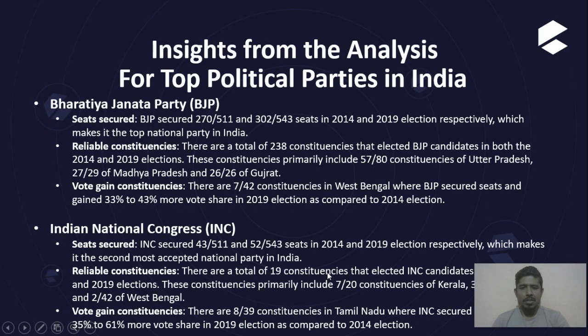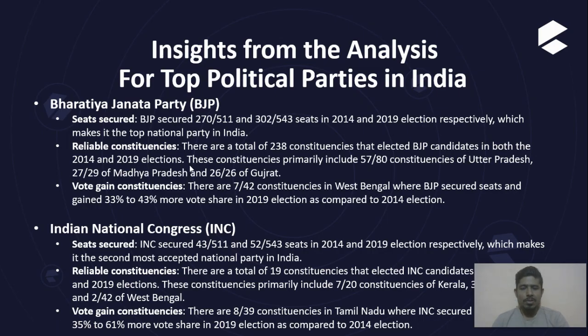Insights for the top political parties, that are BJP and INC. Considering the relevant insights for the top political party BJP, BJP secured 270 out of 511 total seats in 2014 Lok Sabha election and 302 out of 543 total seats in 2019 Lok Sabha election, which makes it the top national party in India. And there were total 238 such constituencies that elected BJP in both the 2014 and 2019 elections.